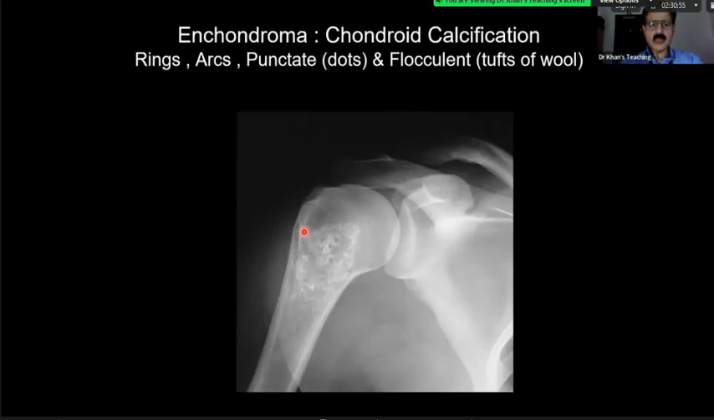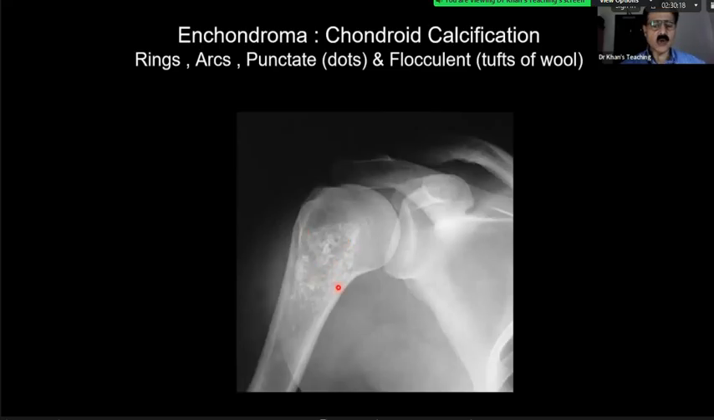Now, please remember that enchondroma, or cartilage tumor, is a benign tumor which, when it is in the long bone, has got cartilaginous matrix. On MR, cartilaginous matrix is high signal on T2 weighted sequence, but on X-ray, cartilaginous matrix shows calcification. This calcification is so dense that it projects through the bone.